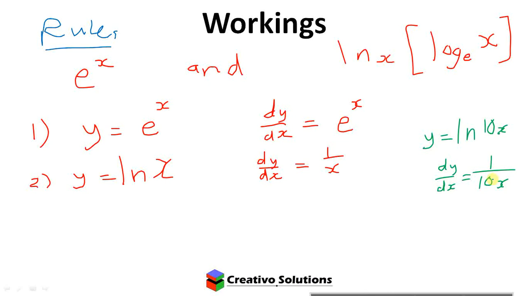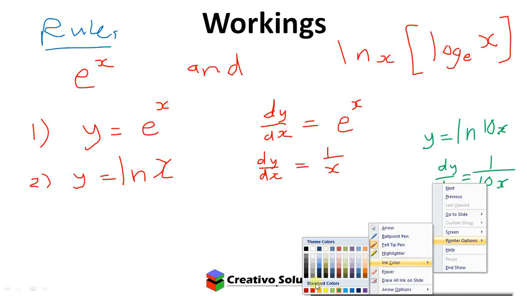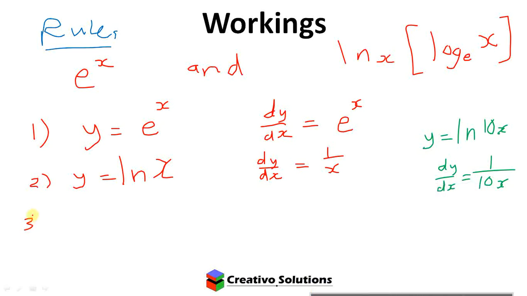Now here you've got k's. K's are constants. K could have been any number. Number 3. When I have a function that looks like y equals ln kx, then I've got y equals ln k plus ln x. So dy over dx equals 1 over x. Oh, it's the same thing. Same thing. Ultimately, you get 1 over x.